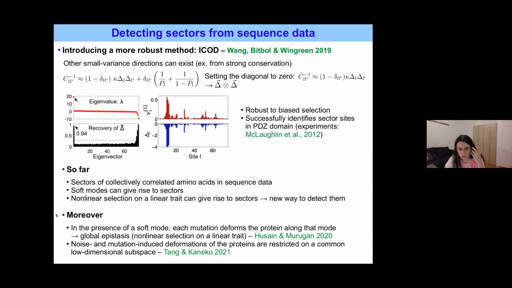And I would like to mention that it has also been shown recently in this paper here, that in the presence of a soft mode, each mutation deforms the protein along that mode, and this results into nonlinear selection on a linear trait. So these things are really related. And yet another paper showed a very related result: noise and mutation-induced deformations of the proteins are restricted on a common low-dimensional subspace, which gives rise to this kind of global epistasis.